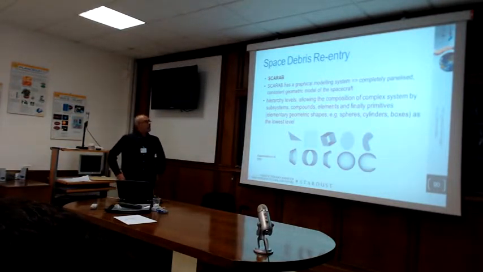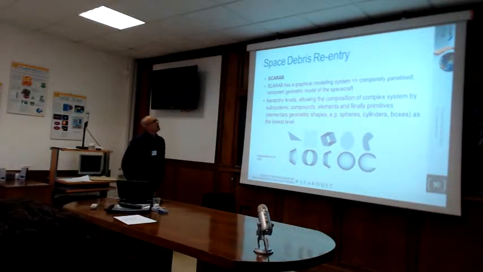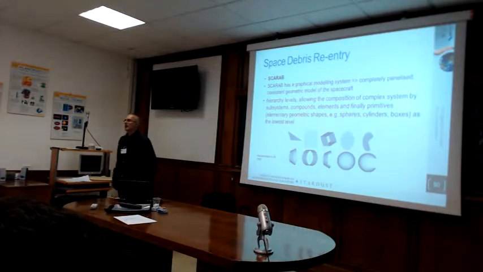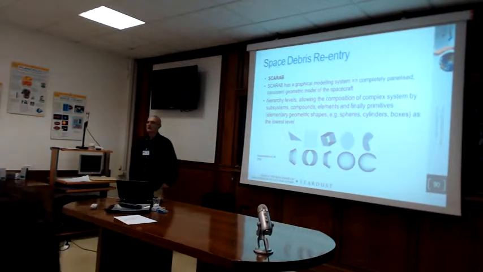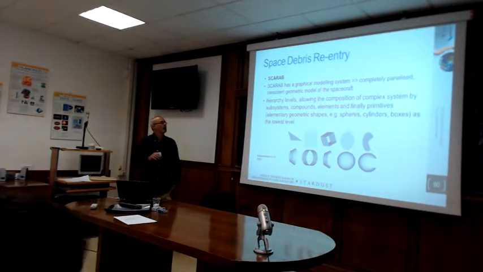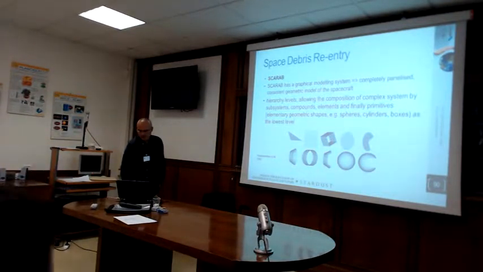This is an example of elementary shapes that are considered in Scarab. Scarab has a CAD which follows a hierarchical approach. So all the complex systems can be composed by subsystems, and all the subsystems can be composed by other more elemental objects. And the objects, as you can see, are not just spheres or cubes, but are also alloy objects, so with holes.